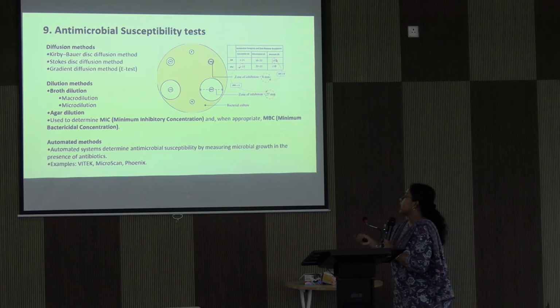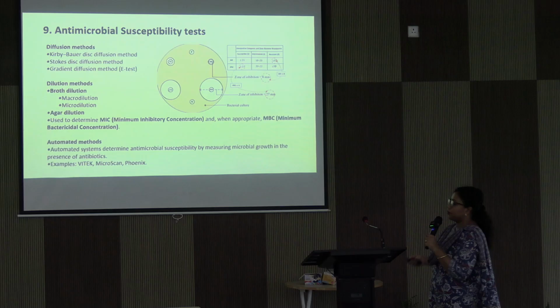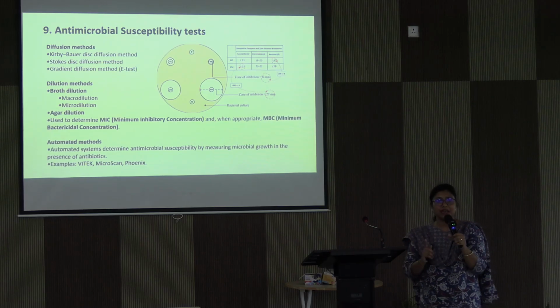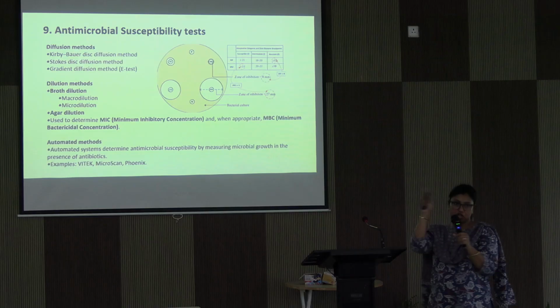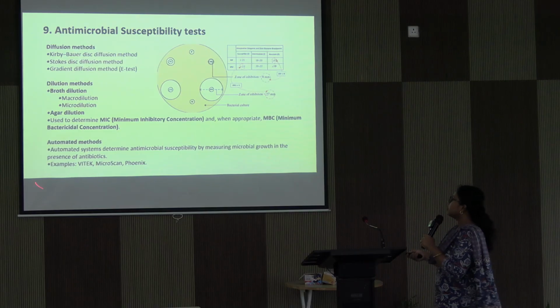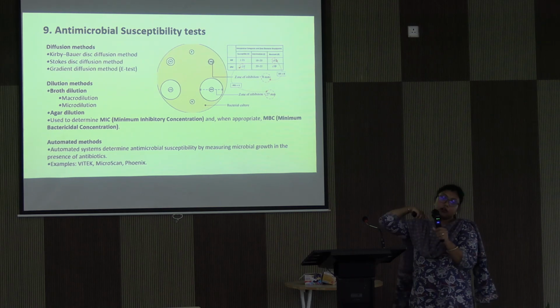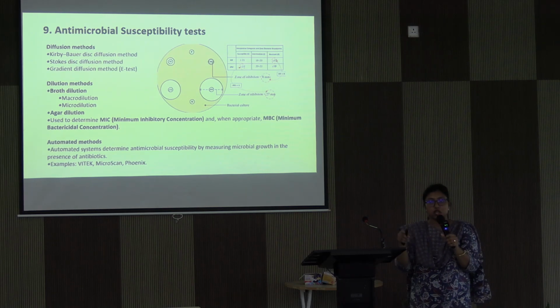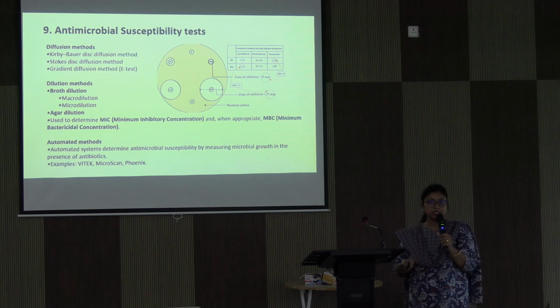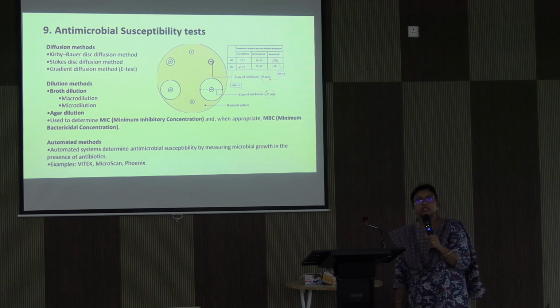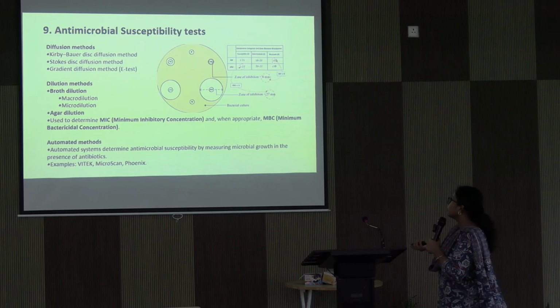Okay. Last is the automated method. The automated method also calculates the MIC value, but this occurs in a machine. So you will have to give the examples, that is Vitek, MicroScan, Phoenix. These use the broth dilution or agar dilution methods, but they are in a machine, so manual labor is less. Large batches can be prepared and the susceptibility test can be done, so it is less time consuming.